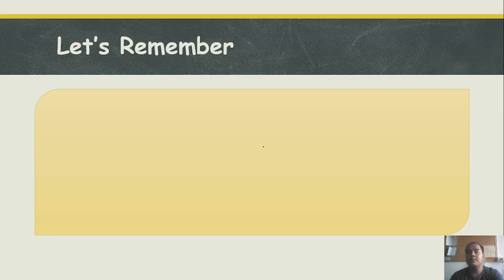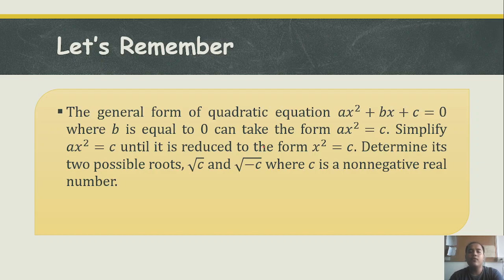But before giving the page number and the number of activities that you will answer, let's remember. So please take note, we have here the general form of the quadratic equation, which is ax squared plus bx plus c is equal to 0, where b is equal to 0 can take the form ax squared is equal to c, which is called a quadratic equation with no linear term. Simplify ax squared is equal to c until it is reduced to the form x squared is equal to c. Then determine its two possible roots, which are square root of c and negative square root of c, where c is a non-negative real number.